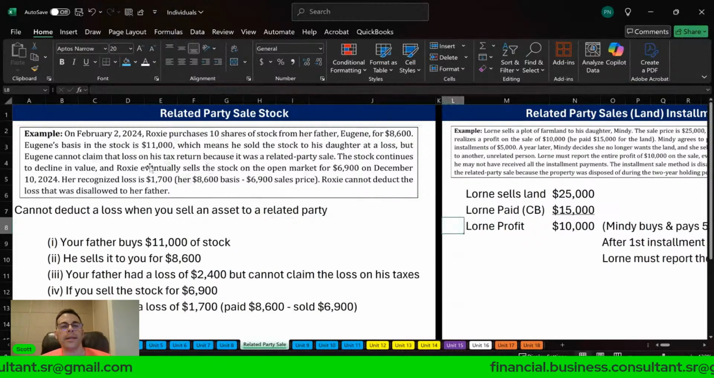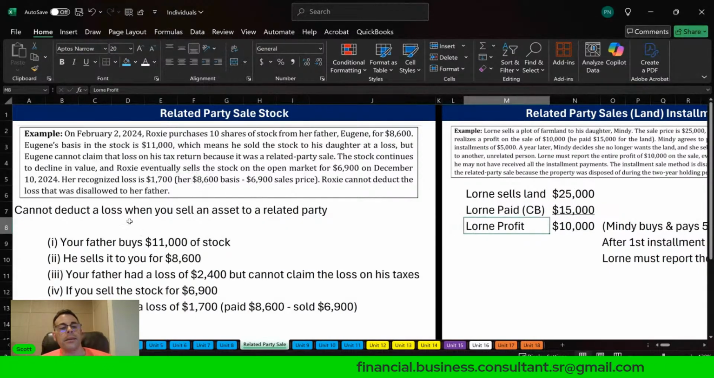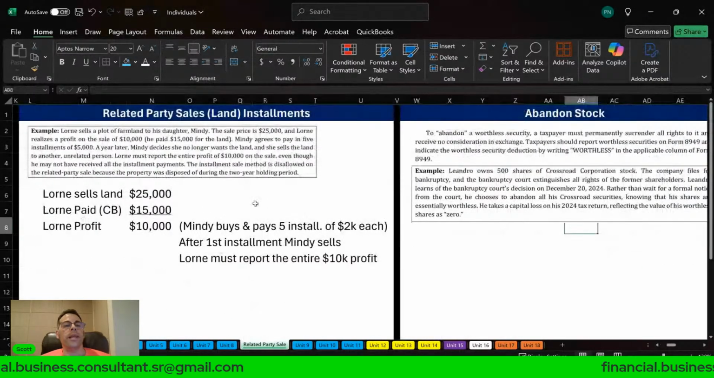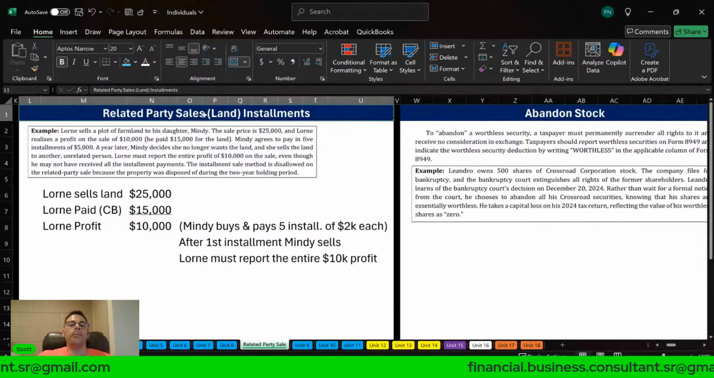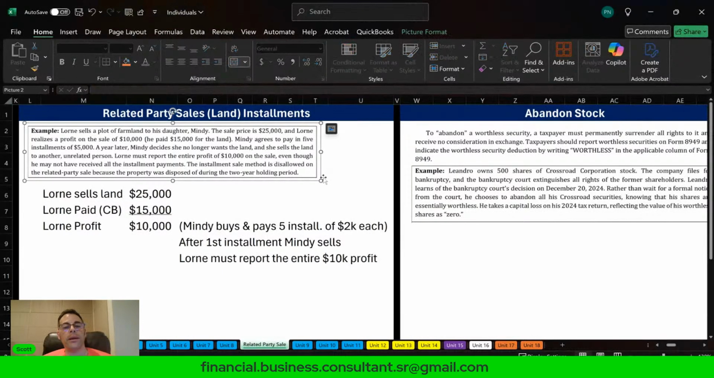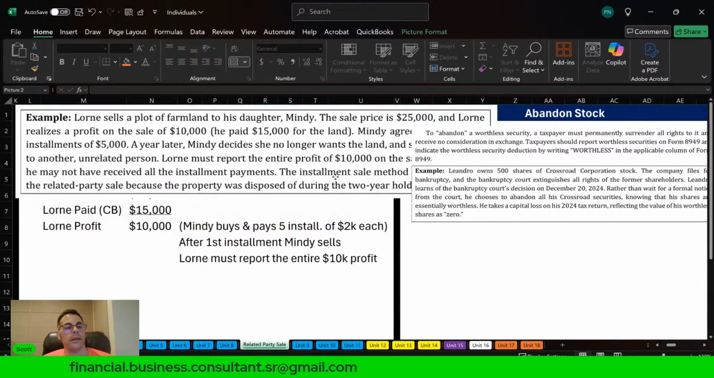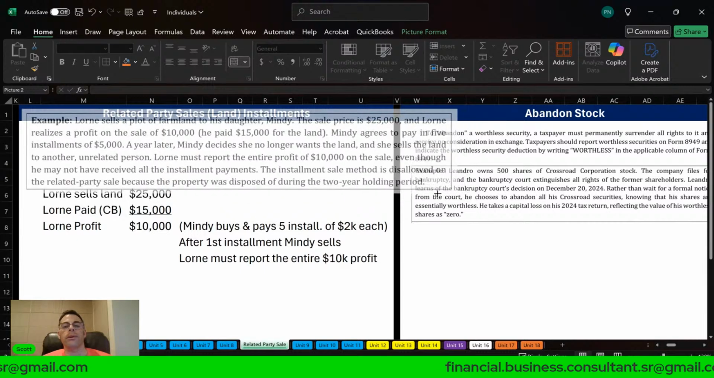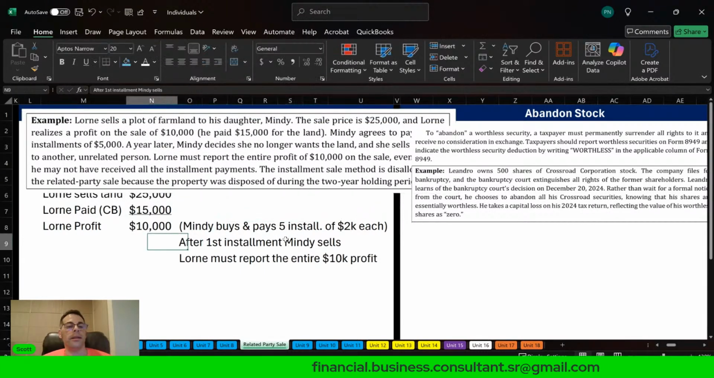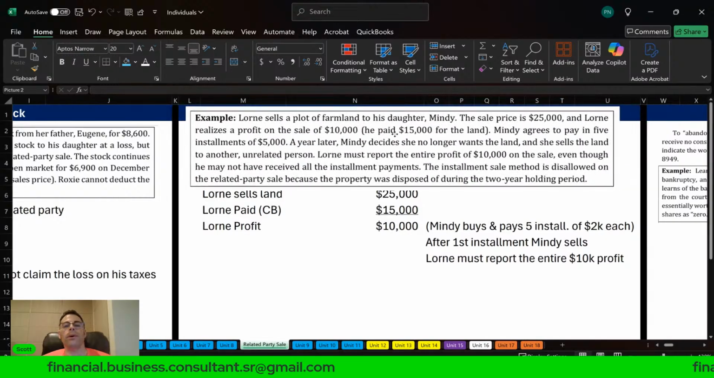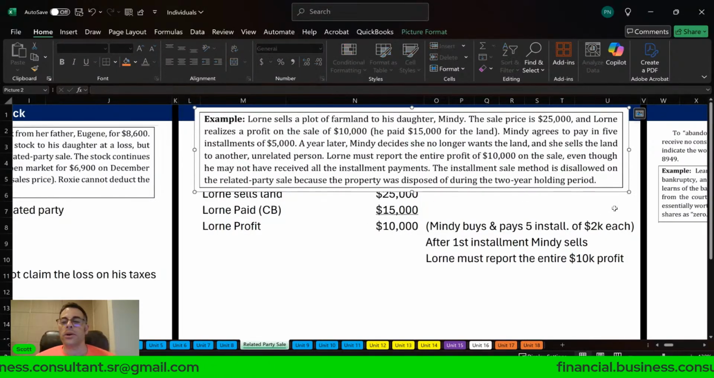So any type of asset like artwork, it's the same deal. So here's another situation: related party sales. This is land, but it's paid in installments. This is a popular way deals go through, because a lot of times people can't afford the entire payment, so they pay in installments.